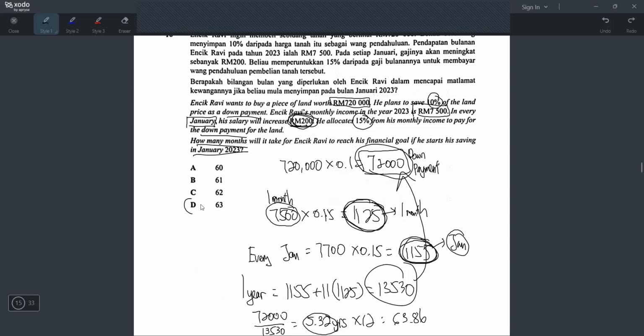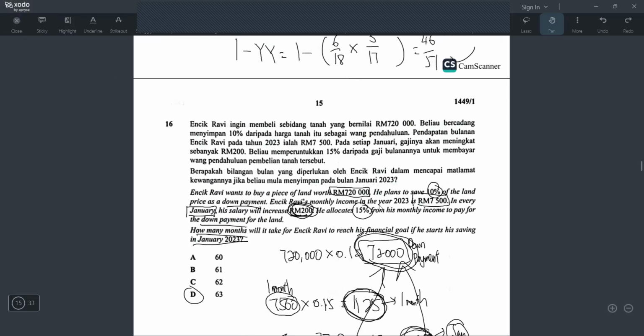But I will tell you the answer will be D lah. All right, because that's the nearest answer. Okay. It means you have to save for lebih kurang approximately 63 months. Then only your savings will reach 72,000. Ataupun you have to save 5.32 years. Five more than 5 years lah. Okay, 5 years lebih sikit to reach here, right? But since they ask in months, it means 5 years is equivalent to 63 months. Okay, lebih kurang approximately 63 months.